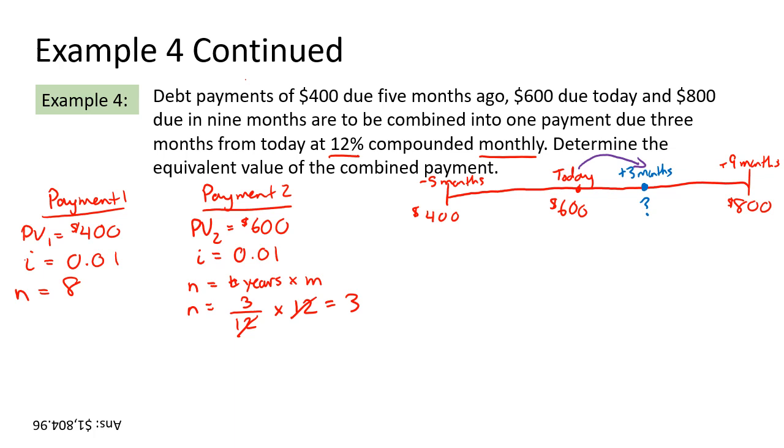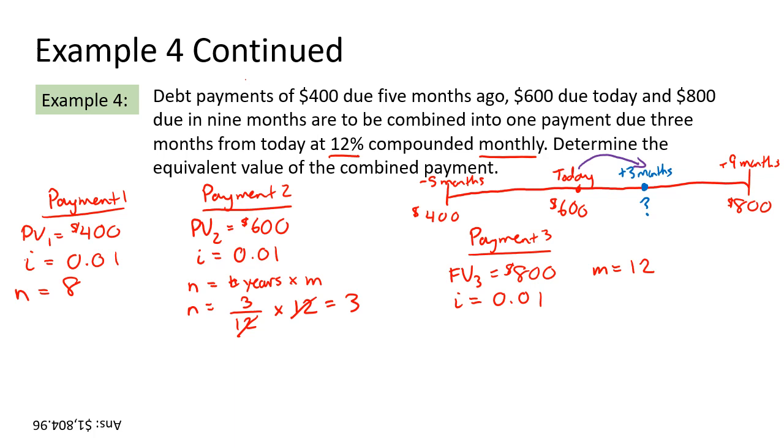Our last item is payment number 3, which is the item that was in the future. Remember, since it was in the future, we have to do a present value calculation for that payment. So if we look at payment 3, because it was in the future, we know the future value for this payment is $800. Just like in the previous payments, our periodic interest rate doesn't change. It's 0.01. And our number of compounding periods per year doesn't change as well. It's 12.